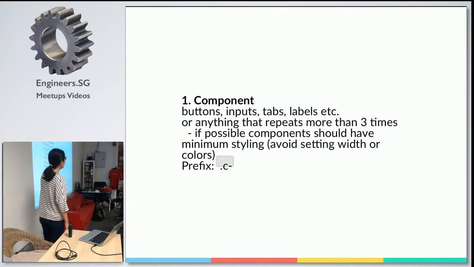You're going to want to put your buttons, your inputs, your tabs, your labels, or your titles, anything that repeats itself over and over again. I put more than three times, but you can say more than four times. It's really up to you. And if possible, your components should have minimum styling. So don't try to set a particular width for your button, because in another page, you're going to want to pull the button wider or maybe something else, and you're not going to have that flexibility if you set a width. And also try to avoid setting a color for your component if possible. But if it's set, I guess you could include it. And the prefix is .c- Sorry, my rectangle is a little off.